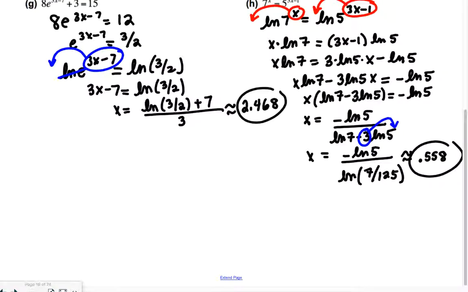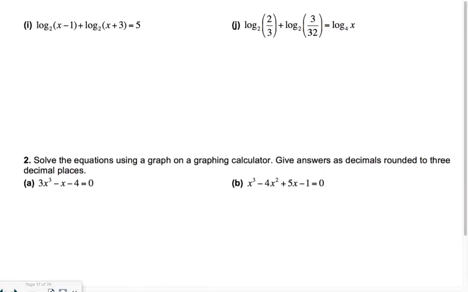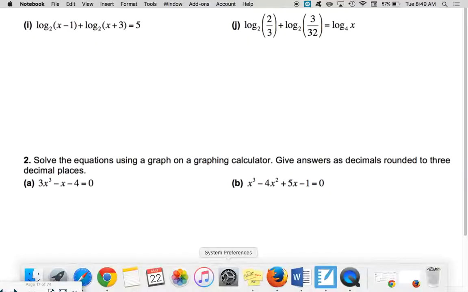All right, so next up. Do you guys want to try these ones first? Try them, see if you can combine, simplify, see if you get the same thing.